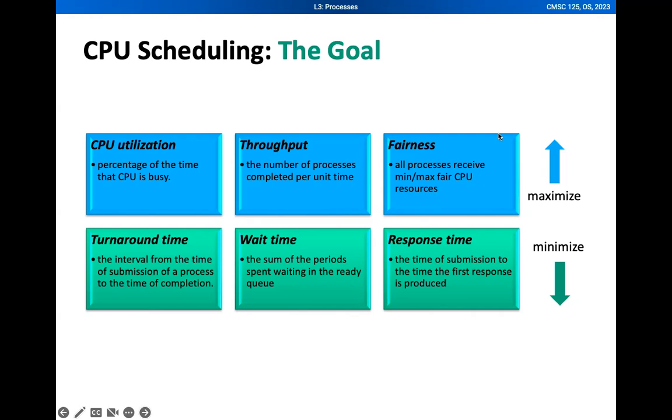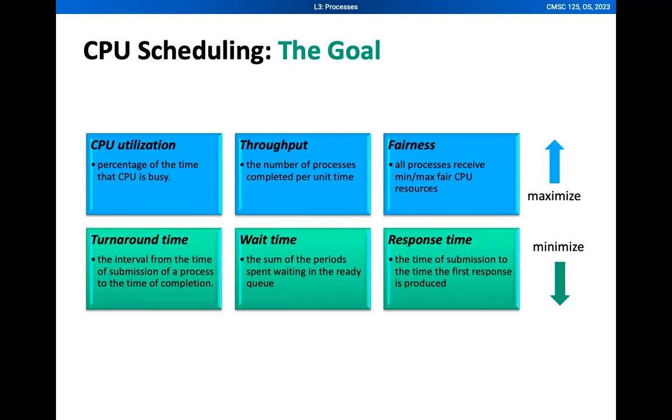And while not simple and also not objectively realistic to measure this, we want the processes to receive minimum or maximum fair CPU resources. So we don't want a certain process to hoard all of that CPU. We have a lot of processes and we want each of these processes to be allocated the resource that it needs.